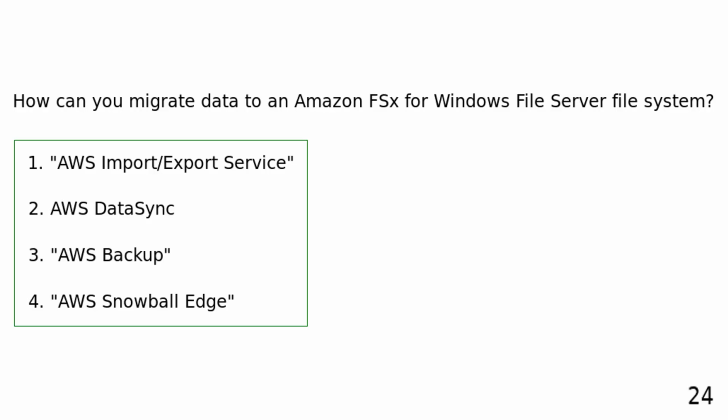How can you migrate data to an Amazon FSx for Windows File Server file system? AWS Import/Export Service, AWS DataSync, AWS Backup, AWS Snowball Edge. AWS DataSync provides a seamless approach to migrate data to Amazon FSx for Windows File Server.